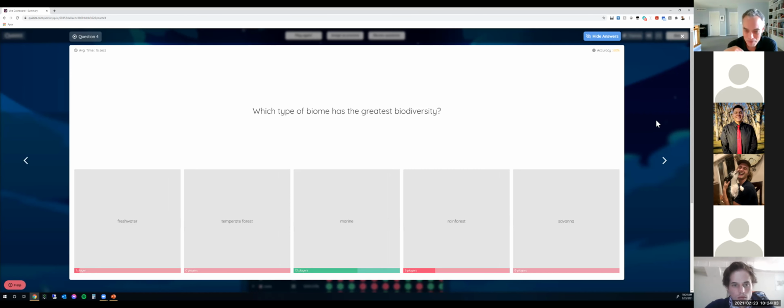So it starts with saltwater, marine is at the top, and then freshwater, and then rainforest, and then on this one at least, temperate forest would be next, and then savanna underneath that. So understanding the relationship between biodiversity and the moisture level of the different biomes is something that you will be tested on Thursday.